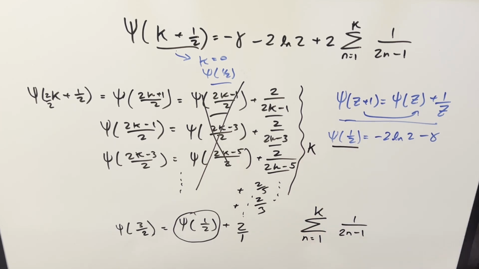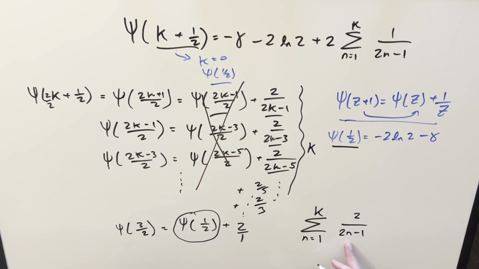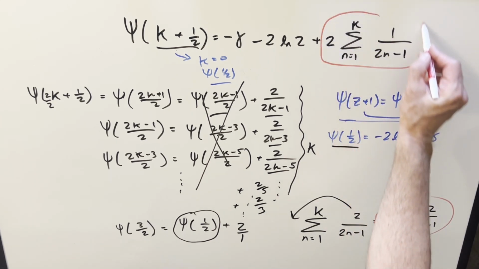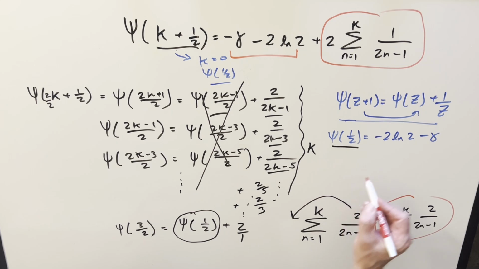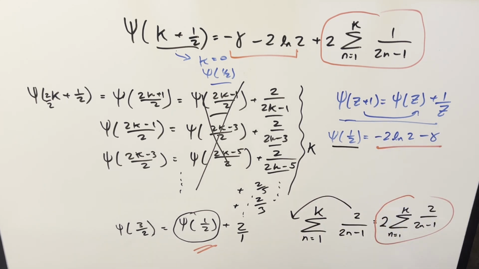Everything here should have a 2 in the numerator the way we have it written out. So it'd be 2 over 2n minus 1, which always gives an odd denominator. If I take this 2 out front, then it's going to match our formula. We'll have 2 times the sum from n equals 1 to k of 1 over 2n minus 1. This piece matches this part of the formula right here. And everything else is just our digamma of 1/2 value. So this is just another way to get the same formula using the recursive method.